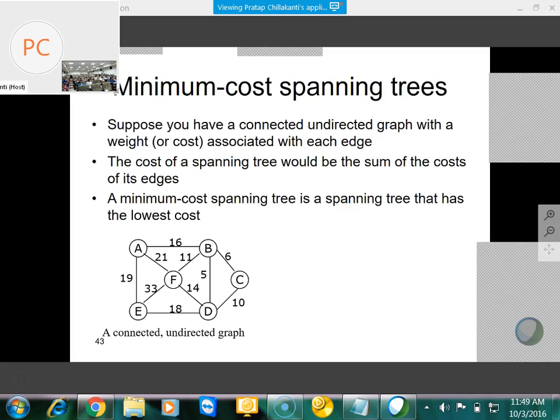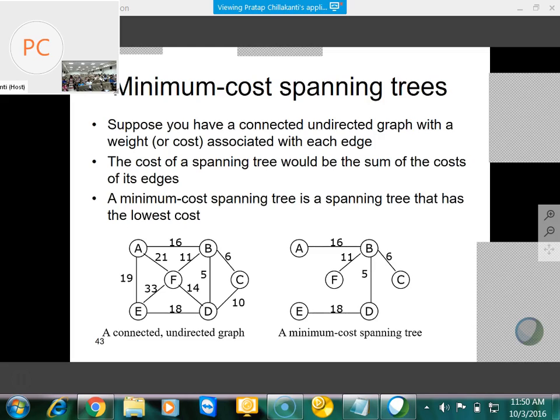So how do you come up with a minimum cost spanning tree? Here is a connected undirected graph. The weights show the numbers. This is the reason why I made you do that, right? So if you know how to connect all of these edges with the minimum cost, that means you're basically adding up all the edge weights, similar to what you have done in the exercise. As you can see how all of them are connected at the lowest cost, like a minimum cost spanning tree.